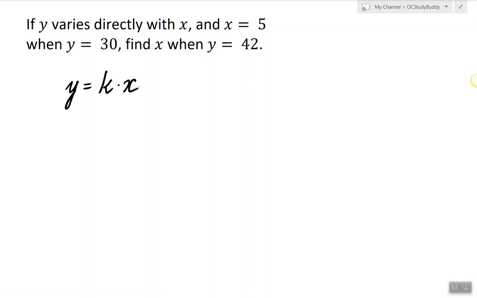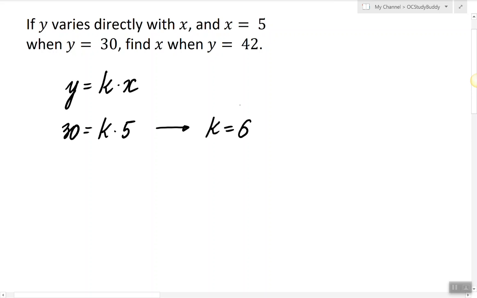When they say x equals 5 when y equals 30, that means if instead of x I put 5 and instead of y I put 30, I'll be able to set up and then solve an equation for k. So dividing both sides by 5 allows me to find k, which is 6.